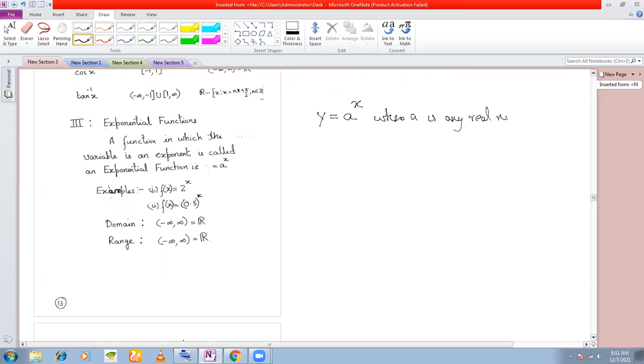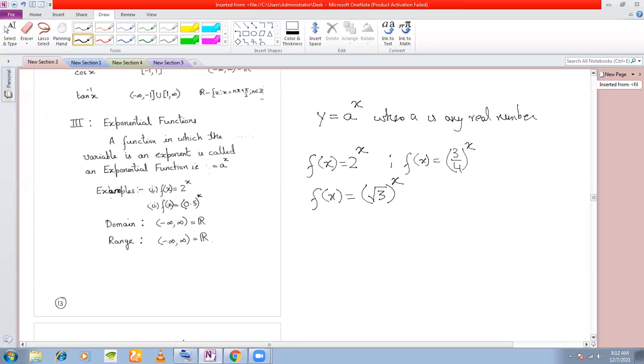Any real number are called exponential functions. I've given you examples. Here, f(x) = 2^x is an exponential function. You can have f(x) = (3/4)^x, an exponential function. You can have f(x) = (√3)^x, an exponential function. All these are exponential functions.